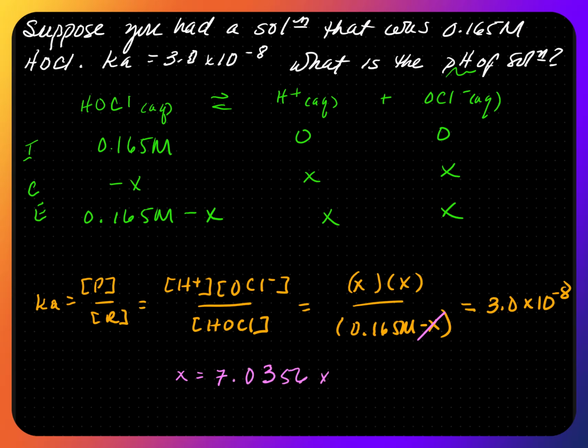x is 7.0356 times 10 to the negative 5th molar. With 2 sig figs, it's 7.0 times 10 to the negative 5th molar. This is the concentration of H+ and the concentration of OCl- at equilibrium.